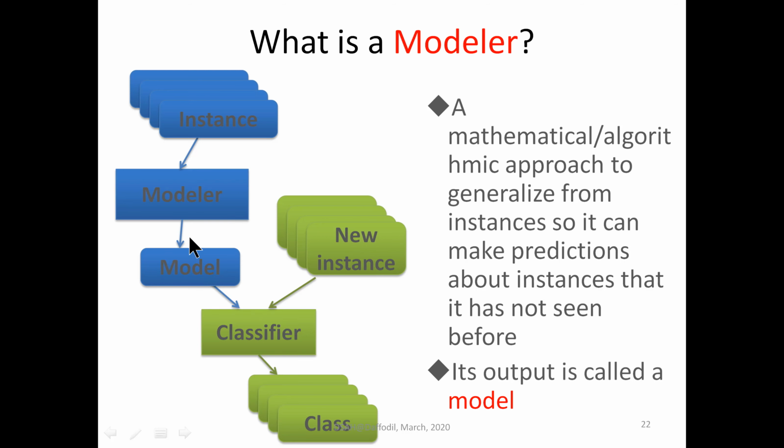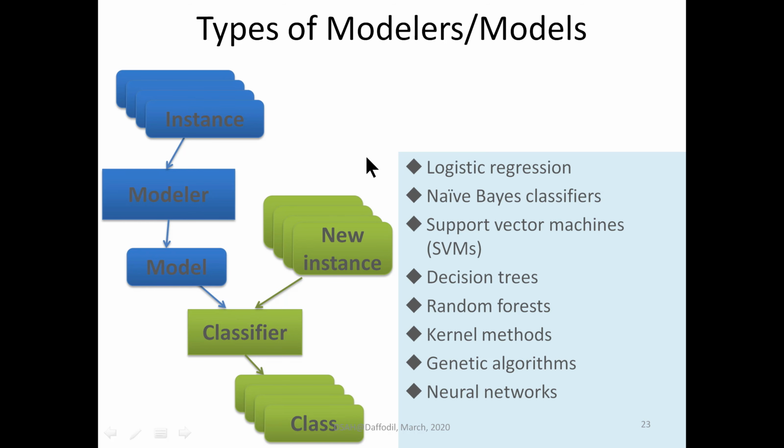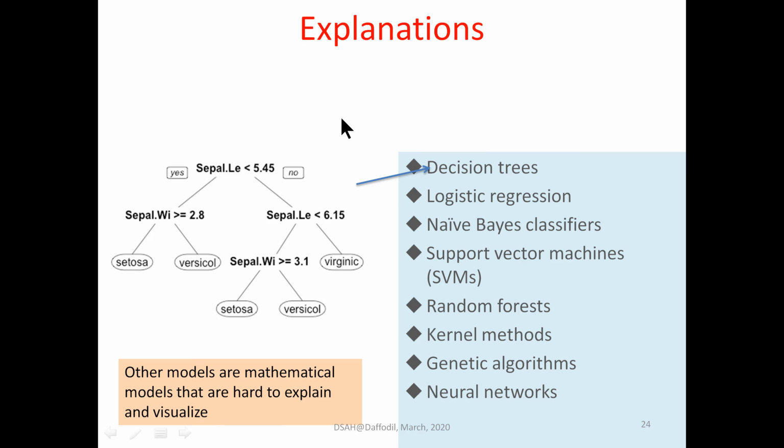So what happens, a model is actually a mathematical representation of a pattern which is hidden in the instances, and based on this pattern the new instances are classified. So types of modeler, we can have logistic regression, naive Bayes classifier, support vector machine, decision tree, random forest, kernel method, genetic algorithm, neural network. But you can understand every modeler or every approach has its own pros and cons, and application areas are different from each other.